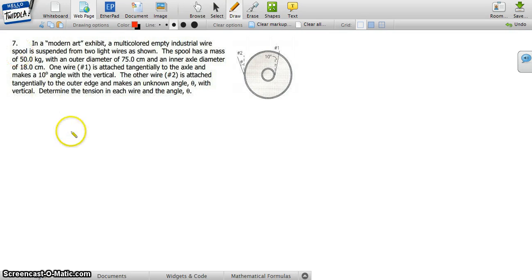Okay, problem number 7 of worksheet 4 is a pretty challenging problem. So I'm going to go ahead and draw in the forces that act on this. There's going to be a weight force that acts right from the center of mass. There's going to be a tension force this way. There's going to be a tension force this way.